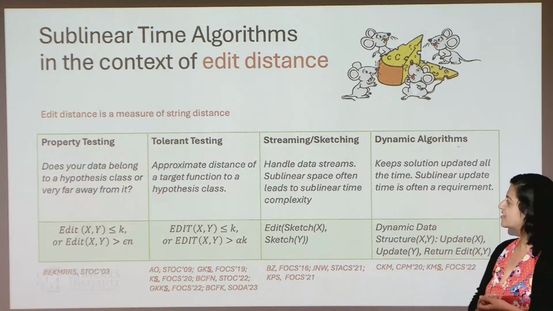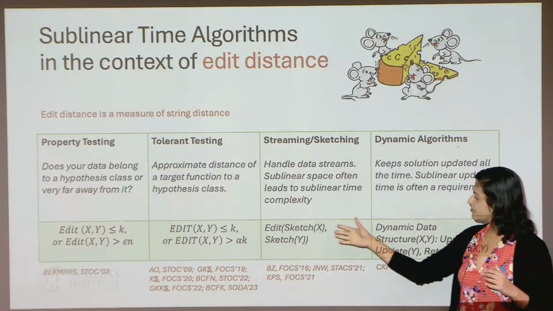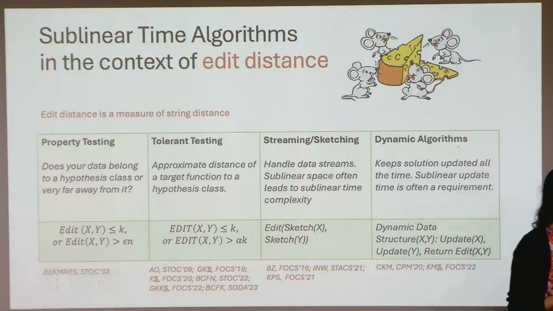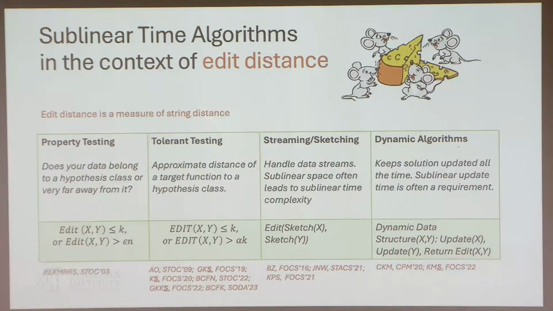So what is the property testing version of edit distance? There you are trying to know whether the edit distance between 2 strings x and y is close, less than k, where k is a parameter, or very far away, close to epsilon n. In tolerant testing, you are asking whether the edit distance is less than k or greater than alpha times k, where alpha is your approximation factor. This is what we call gap edit distance. In streaming and sketching, you want a sketch of x and a sketch of y, and based on the sketches, you want to compute your edit distance. Again, the sketches are small, so your time requirement is likely going to be sublinear.